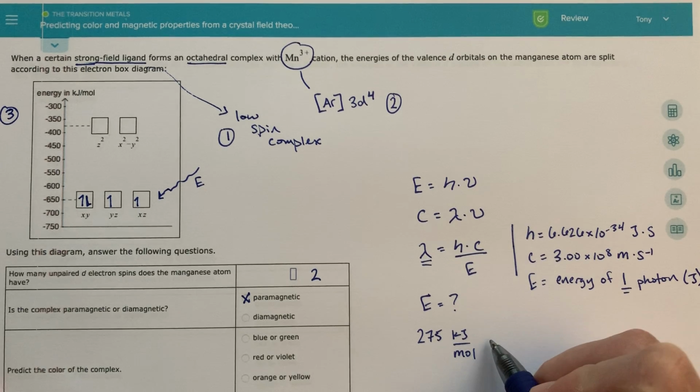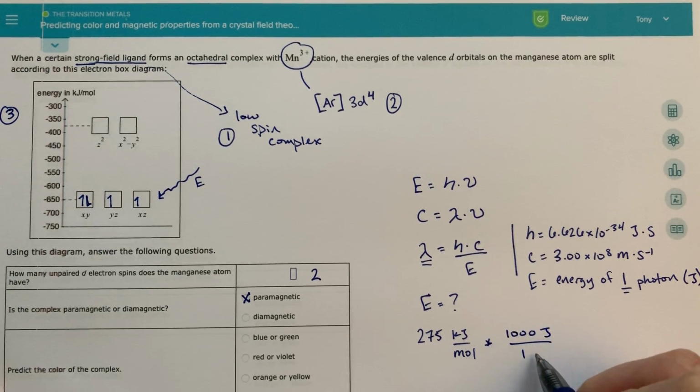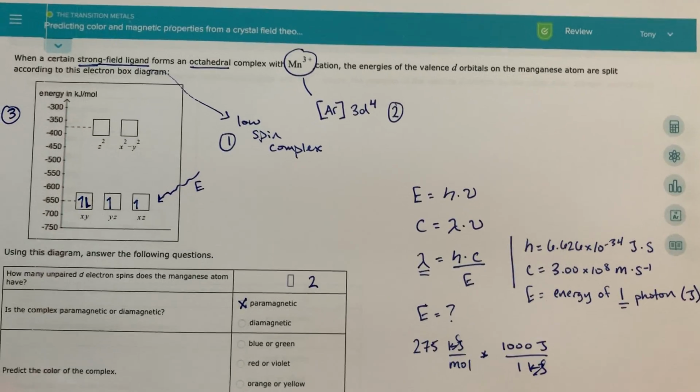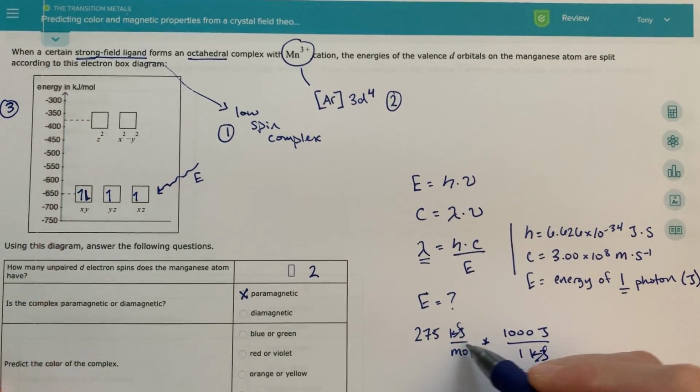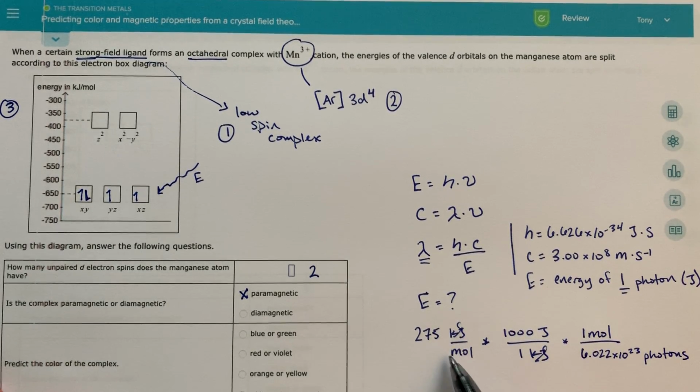So let's just do some dimensional analysis. I'm going to convert this first to joules. I know that for every 1 kilojoule, that's 1,000 joules, so my units of kilojoules will cancel out. And then I want to get rid of this mole. So I'm going to say times 1 mole is Avogadro's number, 6.022 times 10 to the 23rd photons. If I've got a mole of photons, this is the amount of energy, but I just want to know for just 1 photon how much energy that's going to be. I can get rid of those, and then we'll be left with units of joules per photon, which is what we want. So let's go ahead and calculate this.